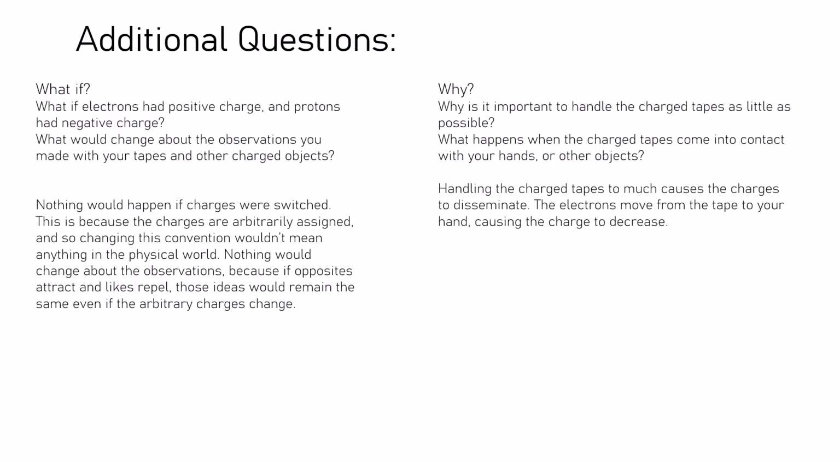So some additional questions. If electrons and protons swapped charges, literally nothing would happen because those are conventions we made up. As long as the charges are opposite, it doesn't matter what sign it is, and therefore the observations would be the same. Why is it important to handle the tapes as little as possible? Because if you handle it, the charges disseminate and electrons move from the tape to your hand, causing the charge to decrease.